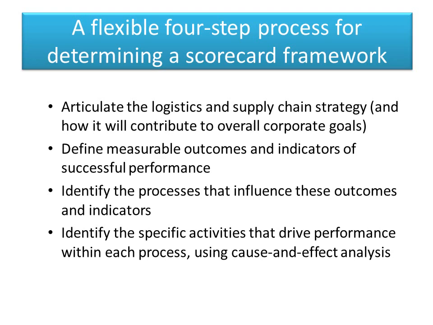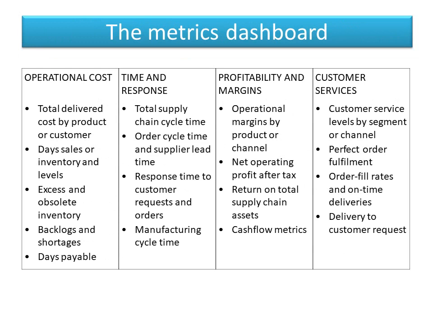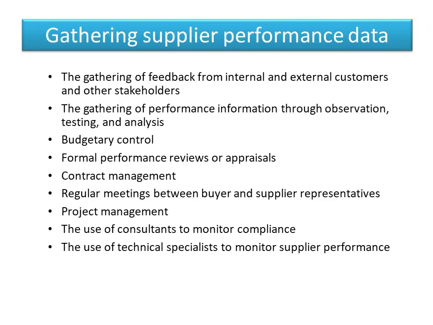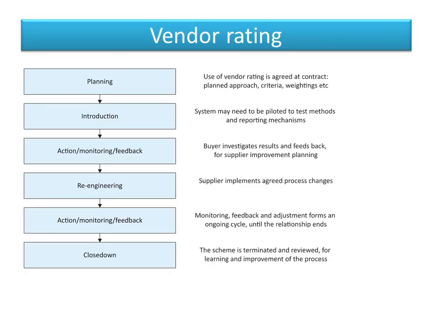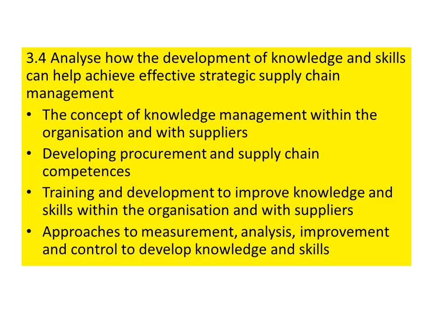How do we develop a scorecard? Well, there's some steps and some possible metrics under 4 areas: operational cost, time and response, profitability and customer service, with the key areas that we're going to measure. How do we gather the data? Fairly obvious, I think. Vendor rating is a way of measuring existing suppliers, which they don't seem to be doing. And then we've got the very difficult knowledge management training.